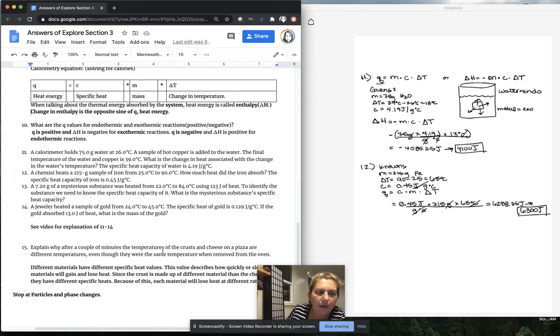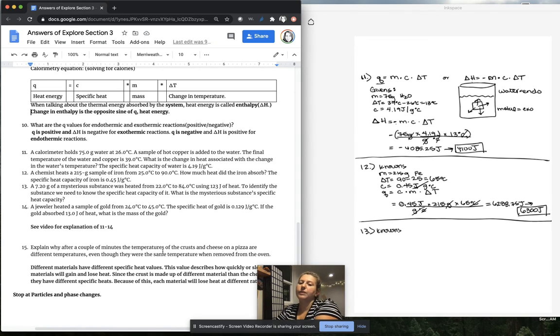Okay. All right. The next problem that we have here is number 13. And number 13 says, a 7.20 gram of mysterious substance was heated from 22 degrees Celsius to 84 degrees Celsius using 123 joules of heat. To identify the substance, we need to know the specific heat capacity of it. What is the mysterious substance's specific heat capacity? All right, so I'm going to write down my knowns again.